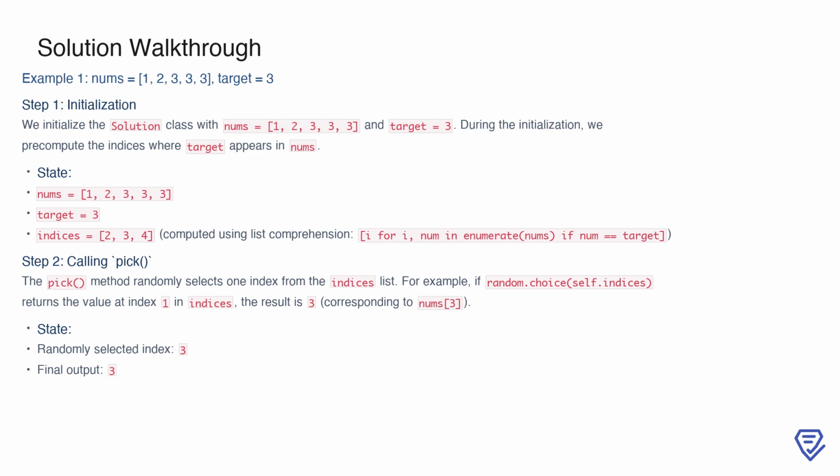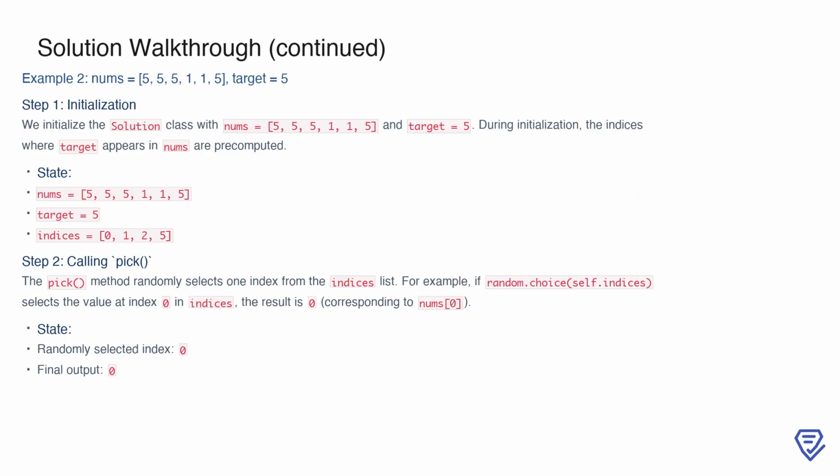Now, when we call the pick method, it randomly selects one of these indices from the indices list. For example, if the random selection picks the value at index 1 in indices, the result corresponds to nums[3], which is also 3. Therefore, the final output of this call would be 3.